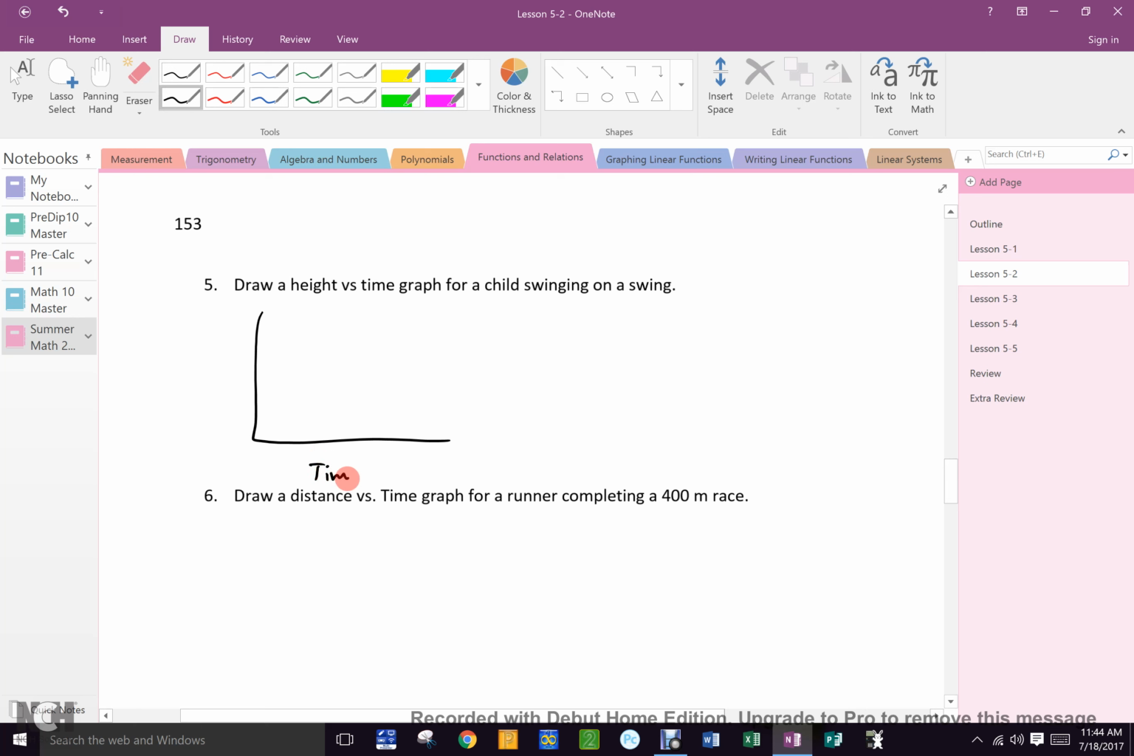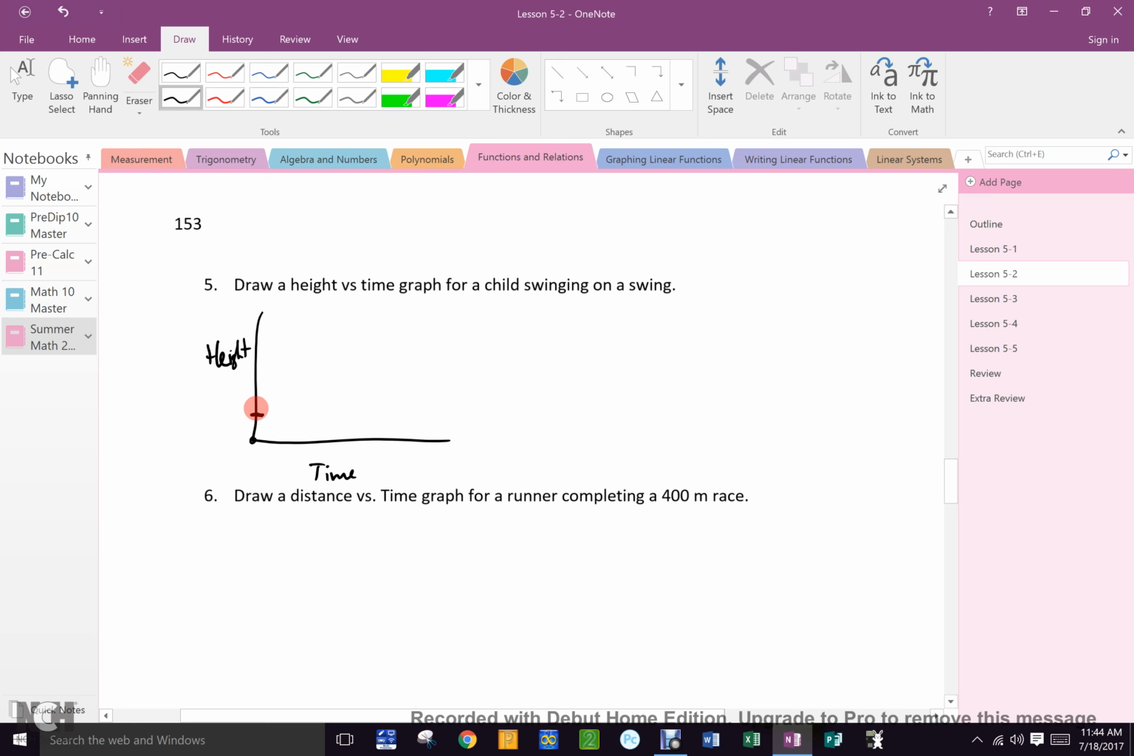So, what's down here? Time. What's here? Height. Where does your graph start? At 0? No. Because your swing is not sitting on the ground or it wouldn't swing very well. When you sit on it, it's still. It's not moving. But it's not on the ground. So you have to start up here a little bit, yes?